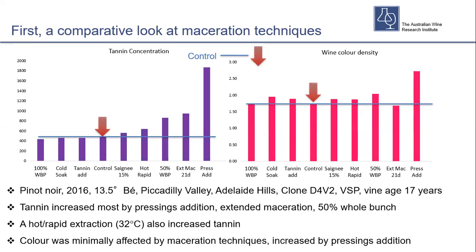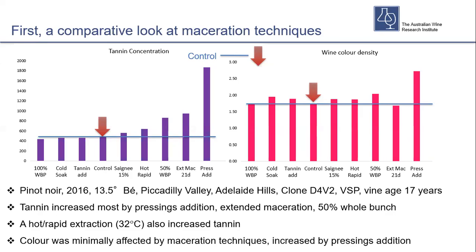And in this case, it was a 13.5 Baumé harvest from the Piccadilly Valley in the Adelaide Hills. And you can see that various techniques were applied, with those red arrows pointing to the control treatment, which was just standard crush and then fermented off on skins. And you can see that compared to things like cold soak or saignée, there were only certain techniques that really produced a change in phenolics.